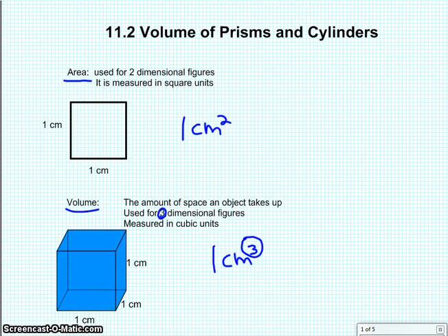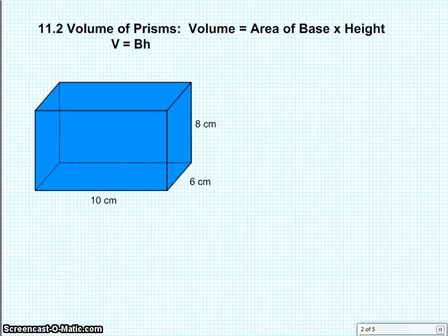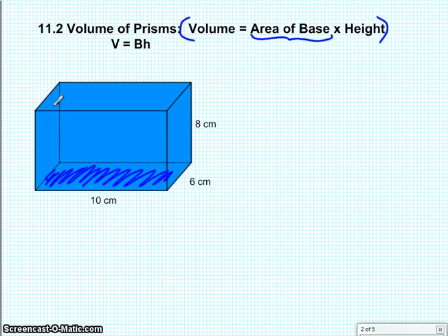Okay, so let's look at some examples of some 3D figures. We're going to start today with prisms. The formula for the volume of a prism is the volume equals the area of the base times the height. And the base, if you remember with prisms, is whatever shape the 2 parallel sides are. Now I have 2 sides here across from each other, and they are a rectangle. So in this case, I'm going to use my area formula for a rectangle to find the area of the base, then multiply it by the height.